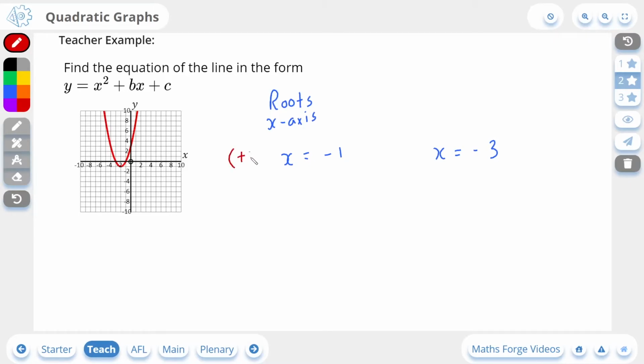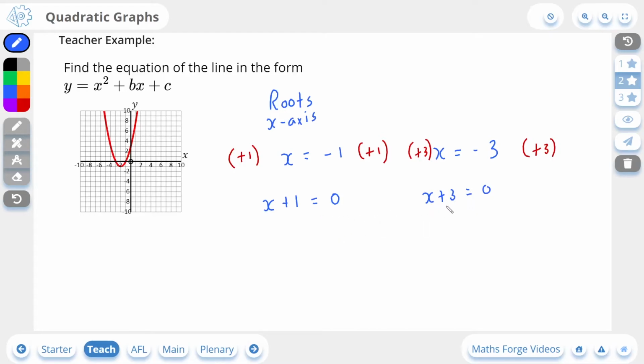I'm going to add 1 to both sides. And this is going to give us the following. x plus 1 is equal to 0. And for the second root, we're going to have to add 3 to both sides to get it equal to 0. So plus 3. And this is going to give us x plus 3 is equal to 0. So this is what I meant when I said get your root equal to 0.